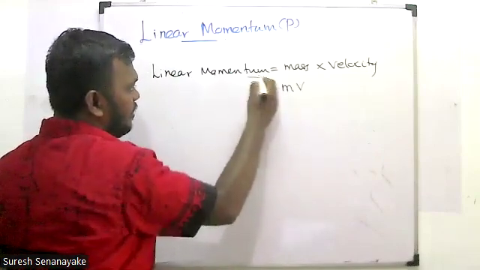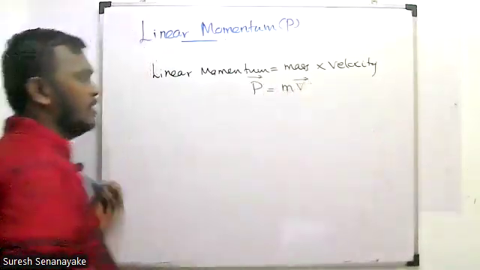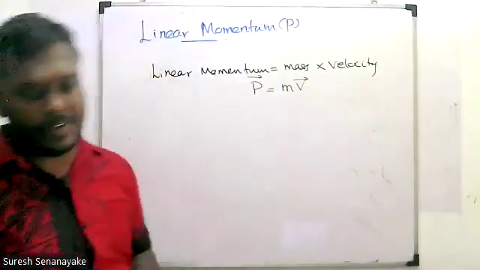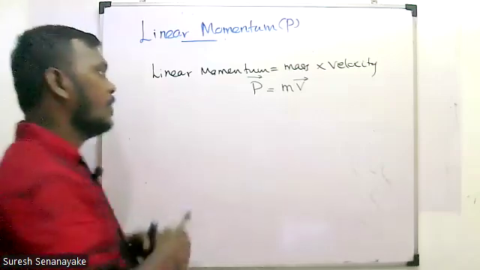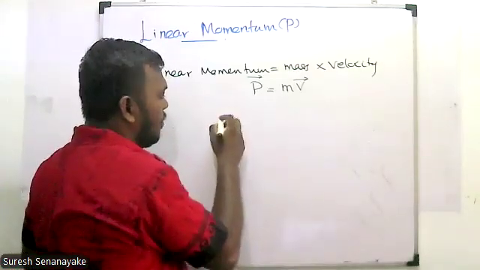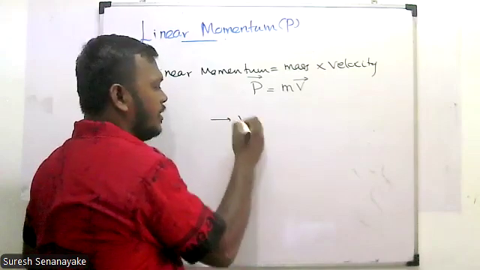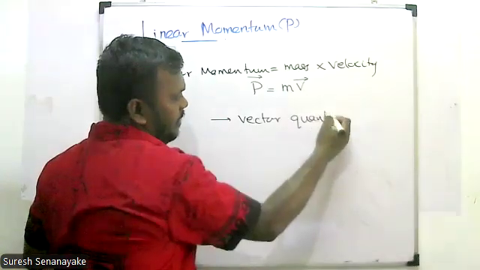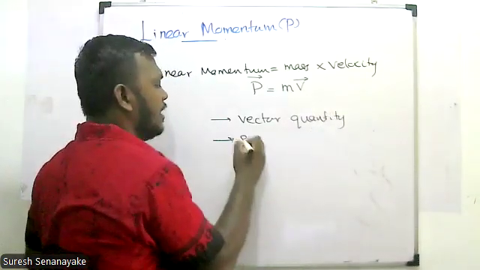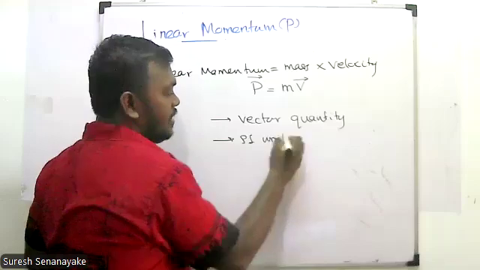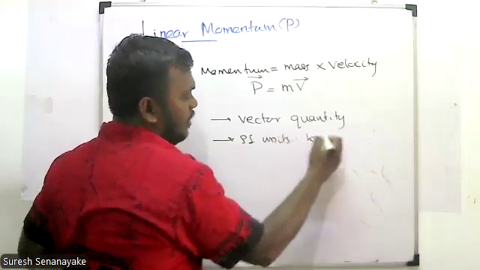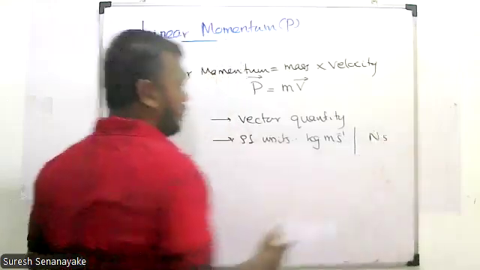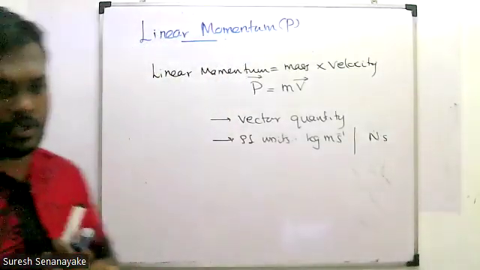These are vectors. The momentum is a vector and also the velocity is a vector. The direction of the linear momentum is the same as the direction of its velocity. So the momentum is a vector quantity. You need to know about it. Its SI unit is kilogram meter per second, or we can say Newton second.